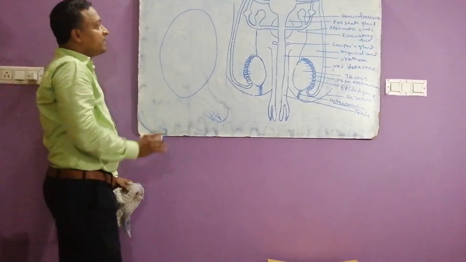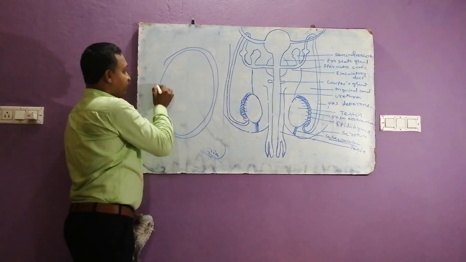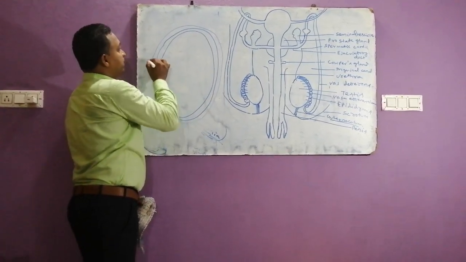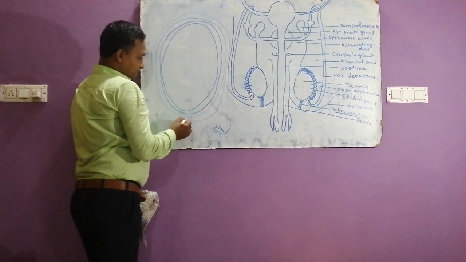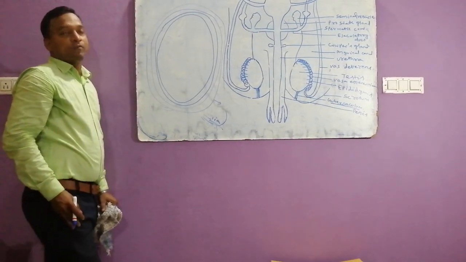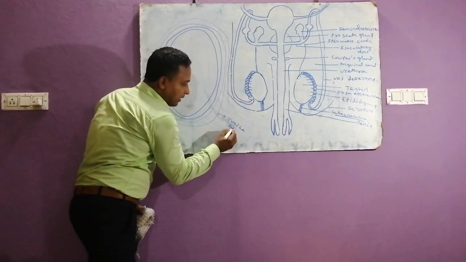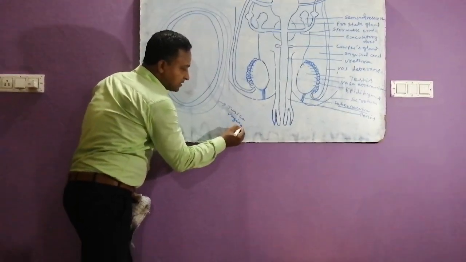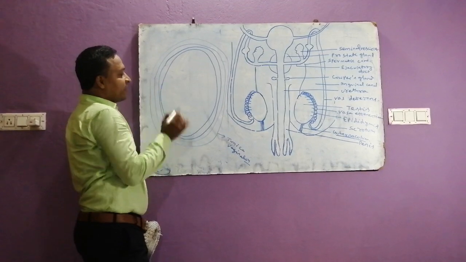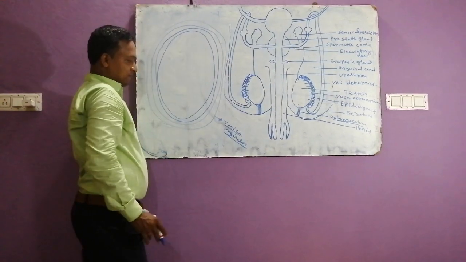This testis is covered by three coverings: covering one, covering two, covering three. This is the outermost covering. The name of the outermost covering is tunica vaginalis. The testis is covered by how many coverings? One, two and three coverings. The outermost covering, which is present outside, is called tunica vaginalis.